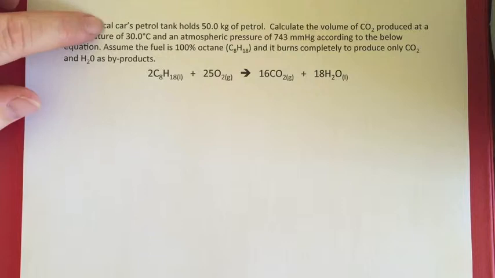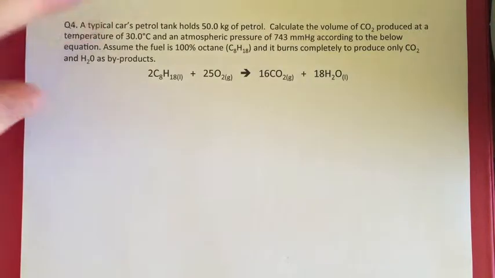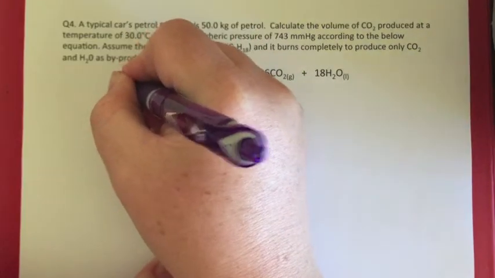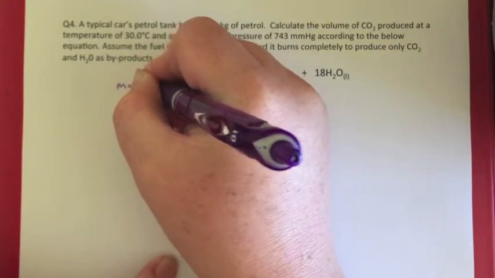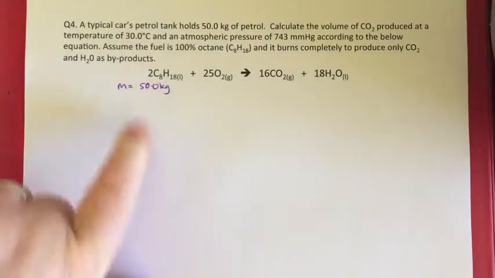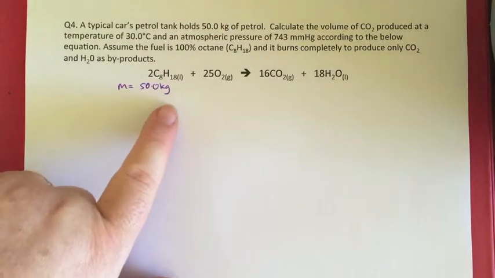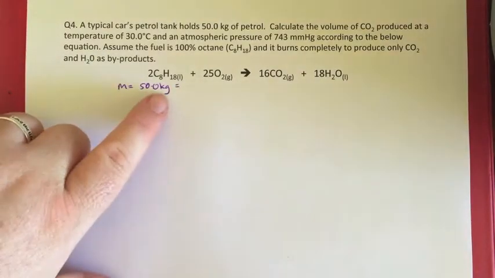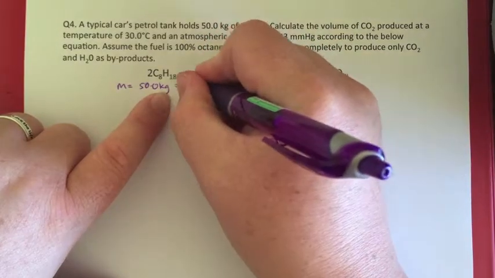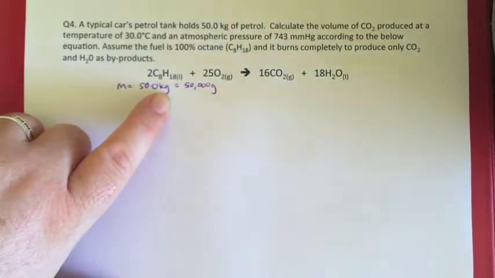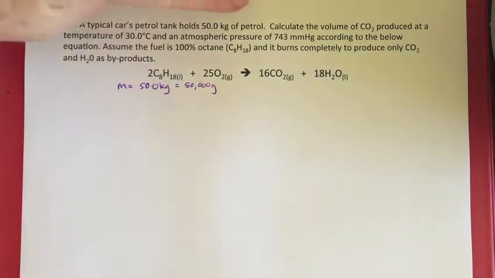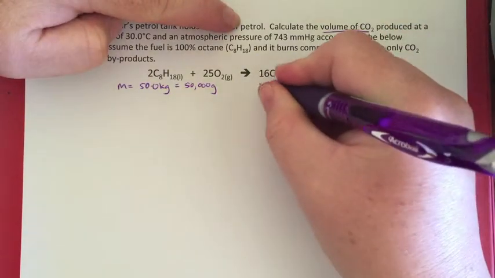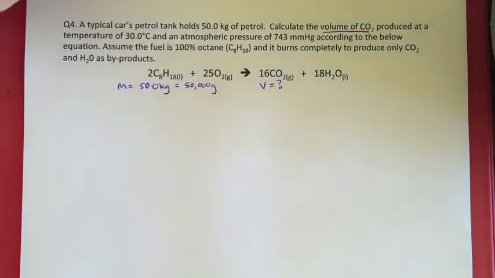A typical car's petrol tank holds 50 kilograms of petrol. Our petrol is our octane. So our mass of octane is 50.0 kilograms. I would immediately change that into grams just so you don't get stuck trying to do your calculations in kilograms. So that's actually 50,000 grams. Okay, calculate the volume of carbon dioxide. That's what we want to know. So V equals question mark.